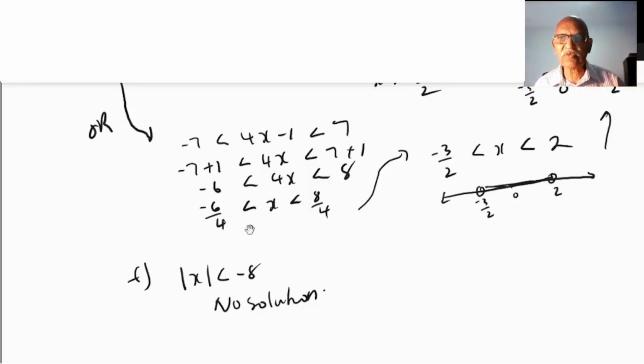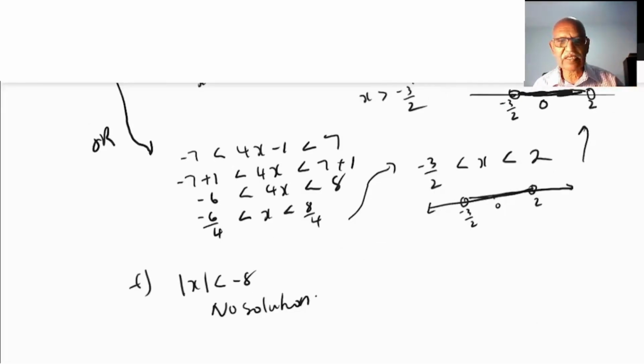Okay, so that would be it for inequalities with absolute values.